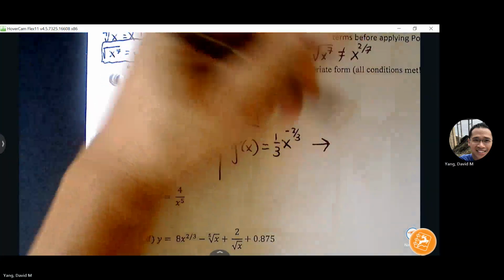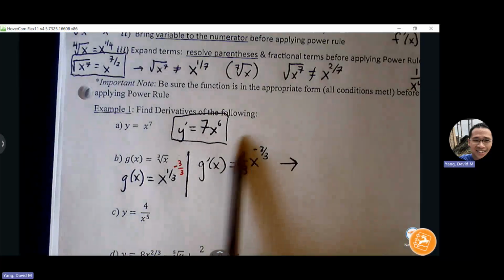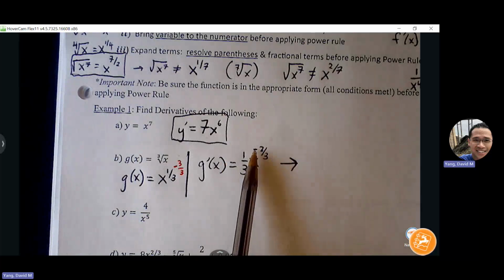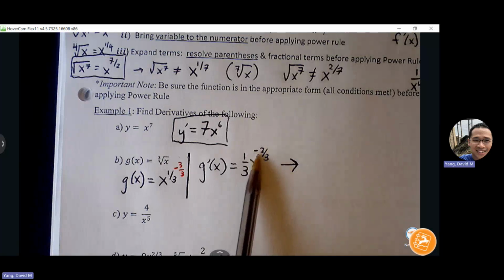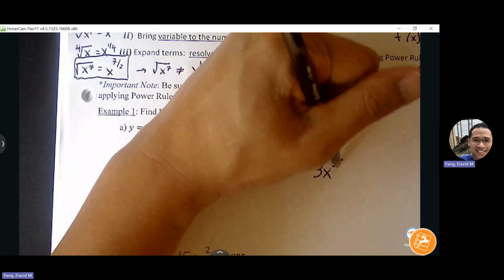Okay. Now I'm going to ask you to clean this up a little more. The only cleanup I asked for is no negative exponents. So I want you to bring the variable back down to the denominator if there is a negative exponent. So that x sitting up in the numerator, you're going to make that x come down and share the same space as that 3. So 1 over 3x to the 2/3.